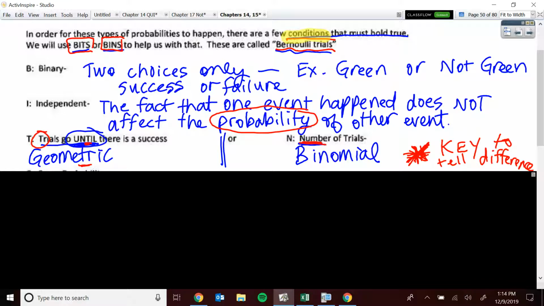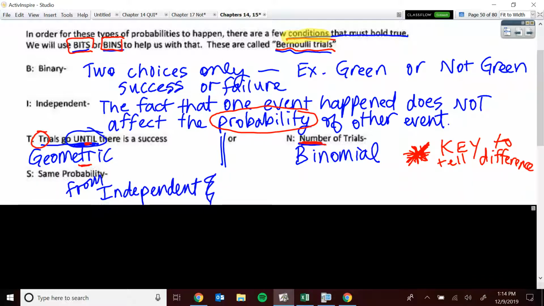All right, the last one, the S, is about having the same probability. I think that's a bit redundant because independent talks about that. But I think it's pointed out because if you are selecting people to win a golden ticket, you have replacement where you put the people back into the mix so that you have the same probability from trial to trial. So I think that's just stressing that situation.